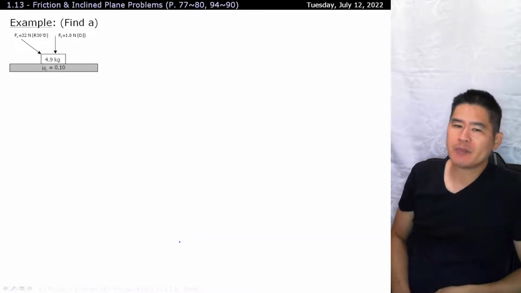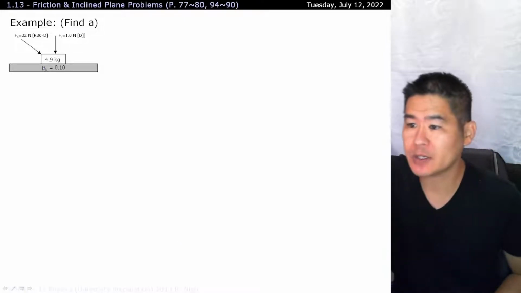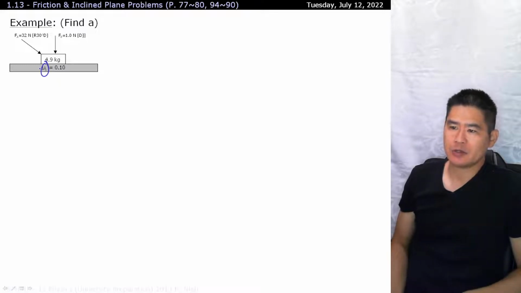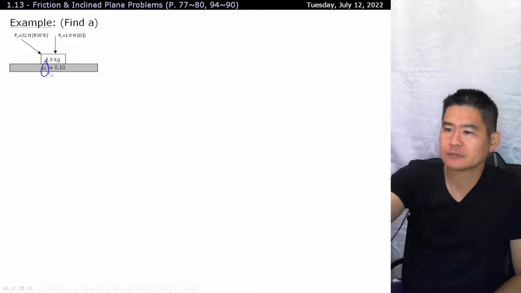Okay, so let's go through a mathematical example of friction. In this case, we're going to take it that the object physically moves, and that's why you'll see a mu k. So you're taking it that you're pushing this hard enough that it starts to accelerate.